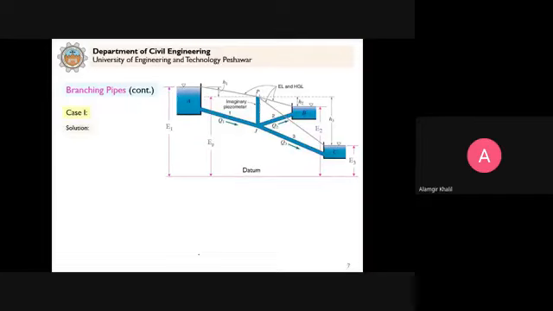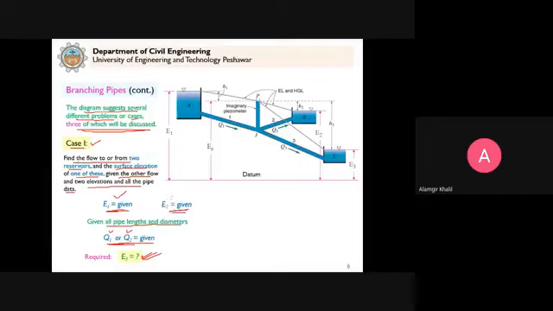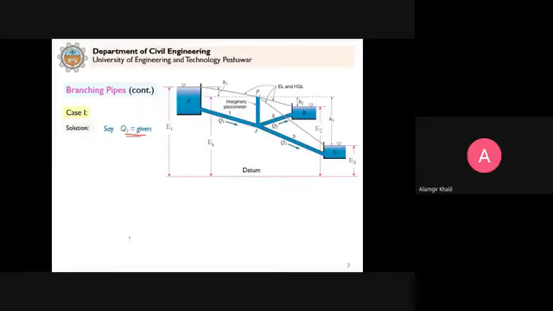So if case 1 is given, how will we proceed to solve the problem? In this case, let us assume that E1 is given, E2 is given, and let's say Q1 is given. It can be Q2 given, but either Q1 given or Q2 given, one of them will be given to us. So let us assume that Q1 is given. How do we proceed to solve the problem?